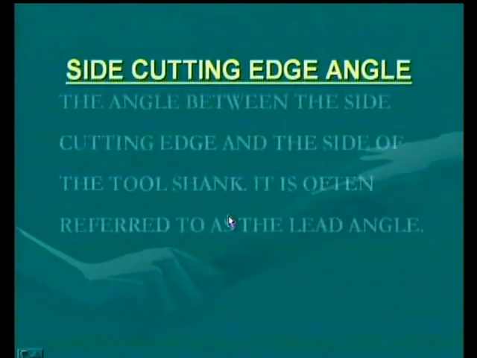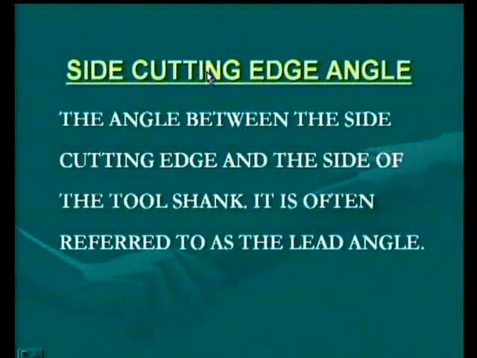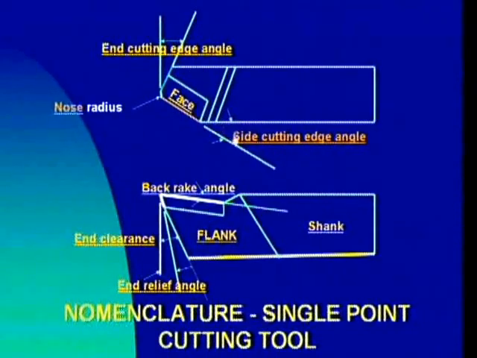The first one is the side cutting edge angle, which can be defined as the angle between the side cutting edge and the side of the tool shank. It is often referred to as the lead angle also. So you have the side cutting edge and the side of the tool shank, and if you go to the figure, you can clearly understand what the side cutting edge angle is.